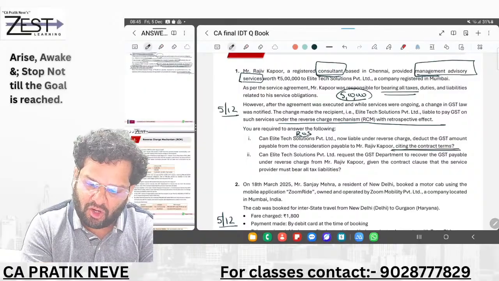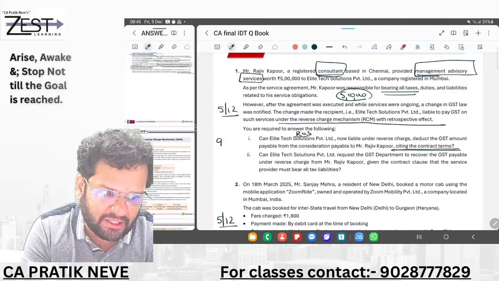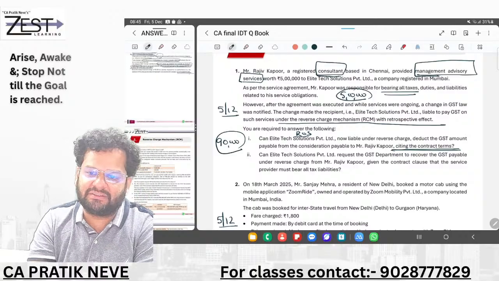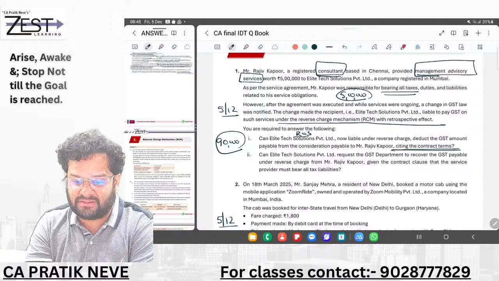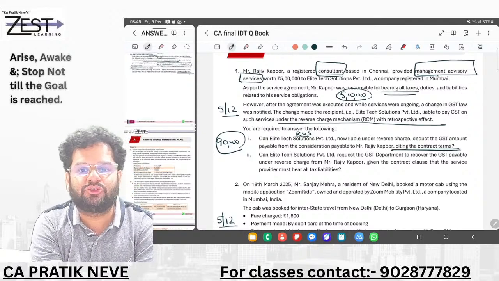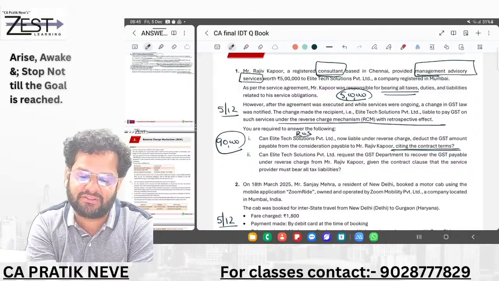Of course, on 5 lakh, GST will be at 18%, 90,000 rupees. So 90,000 can be reduced. Yes, we'll have to do that and pay this 90,000 to the government on RCM basis.